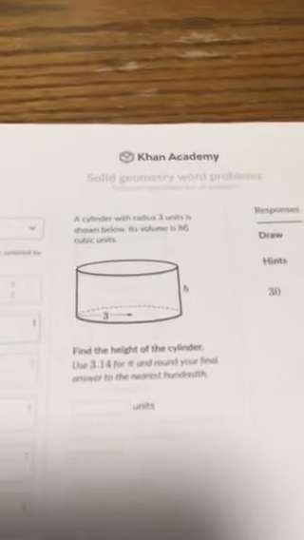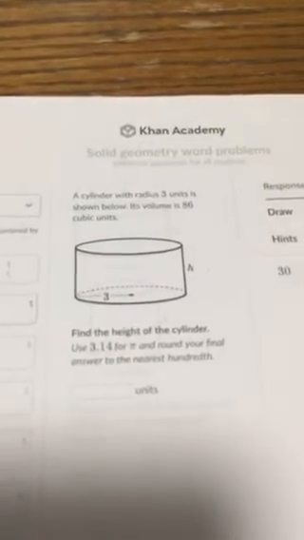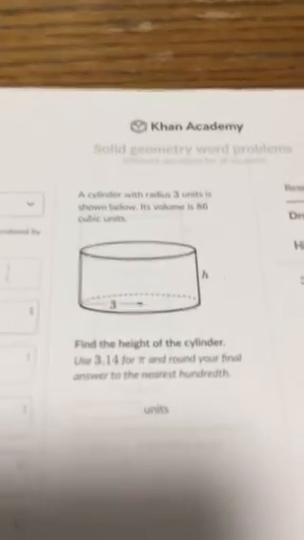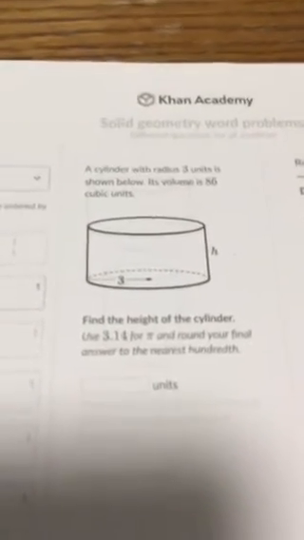Hey guys, I noticed it was really blurry when I posted the previous video to YouTube, so I'm going to post this video so that you can have a clearer look at the problem that we were working on.